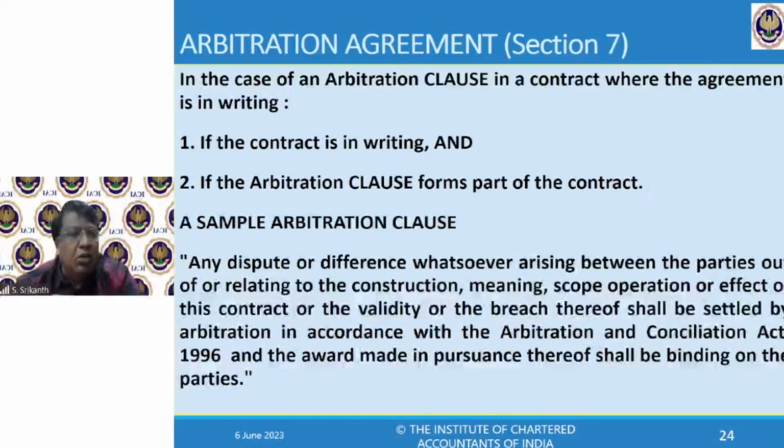In case of an arbitration clause, it should be in writing, and the arbitration clause forms part of the contract. This is a sample. Later on, when I share this with you, you can use it also. Any dispute or difference whatsoever arising between the parties out of or relating to the construction, meaning, scope, operation, or effect of this contract, or the validity of the breach thereof, shall be settled by arbitration in accordance with the Arbitration and Conciliation Act 1996, and the award made in pursuance thereof shall be binding on the parties. You can make this comment. Okay? It can be included. Or you can say, in accordance with the regulations of so-and-so arbitration council also.